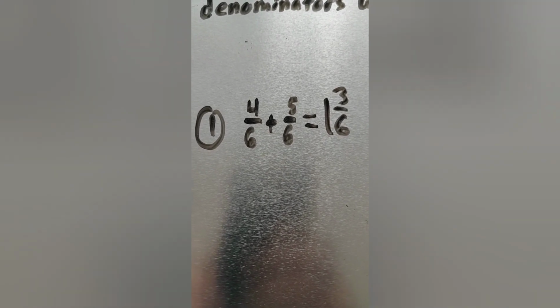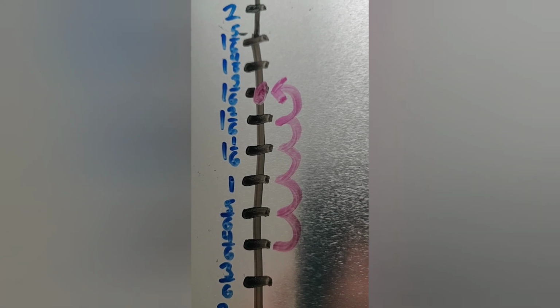And when I jumped 5 fractional units, or 5 sixths, when I jumped 5 times, I went from 4/6 to 5/6 to 1 whole to 1 and 1/6 to 1 and 2/6 to 1 and 3/6. And then I plotted my point because that's the answer, right? That's the sum of 4/6 plus 5/6. Plotted my point at 1 and 3/6 after I made those 5 jumps from 4/6. So 4/6 plus 5/6 equals 1 and 3/6.